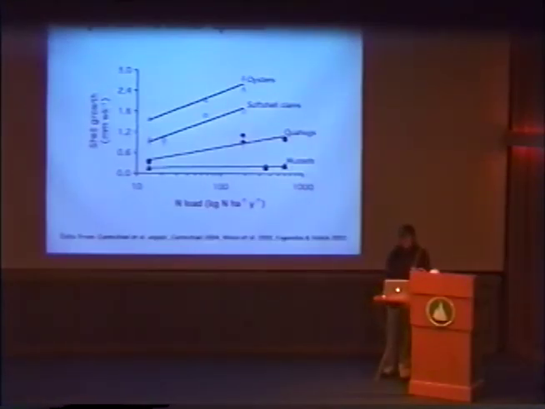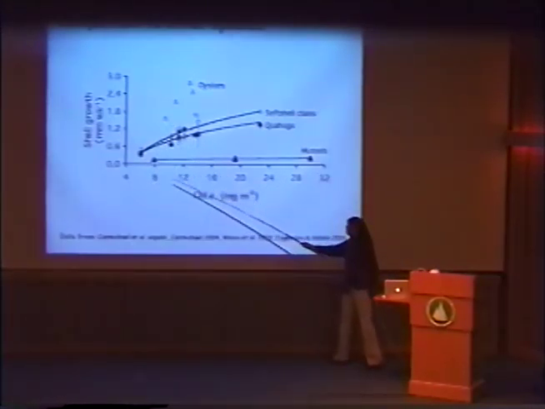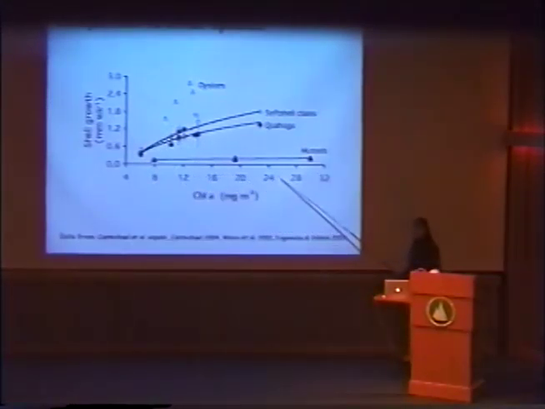And then just to tie this back to what I've been saying throughout the study, again, we can relate this increase in growth to the increase in food supply driven by nitrogen loading. So we see growth increasing with each species as chlorophyll A, our proxy for food supply, increases. And it keeps the same basic pattern of magnitude of response.